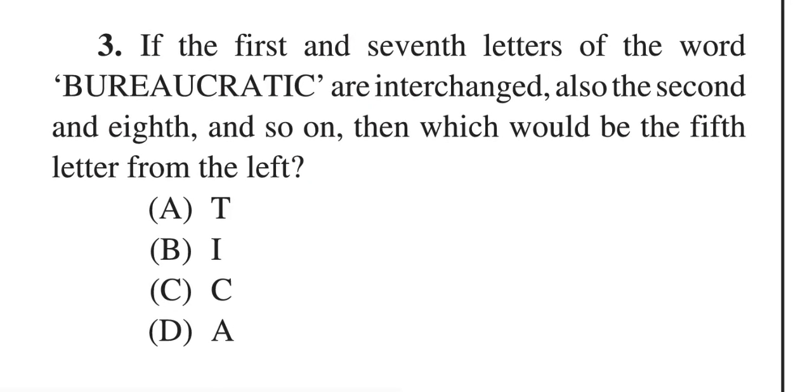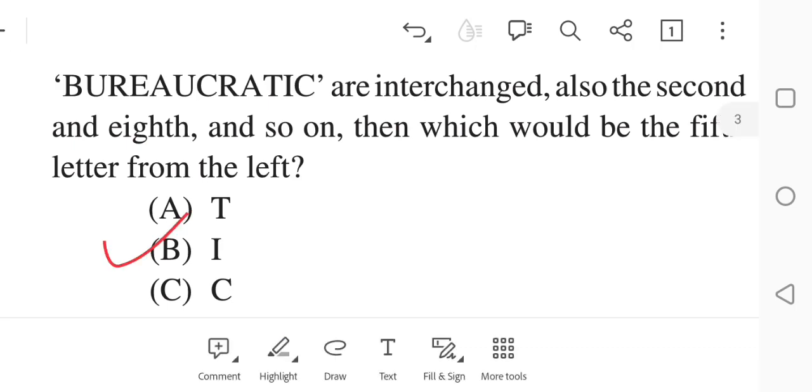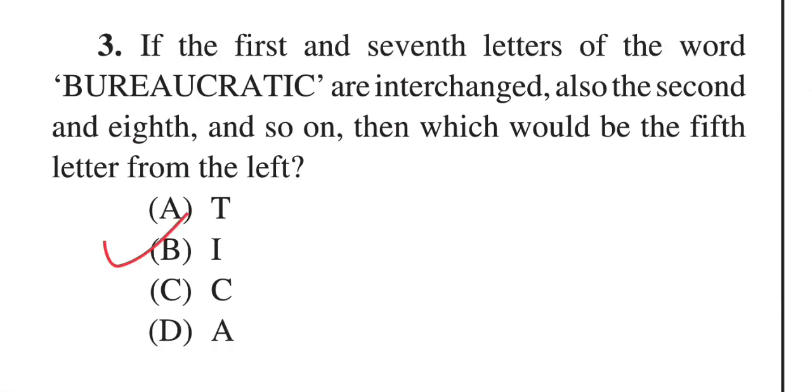It says, if the first and 7th letters of the word bureaucratic are interchanged, also the second and 8th, and so on, then which would be the 5th letter from the left? This question is related to reasoning ability or mental ability. Many questions are frequently asked related to this topic, so you should solve as many questions as possible. Okay, so let's try to find out this. Correct answer will be I. How? Try to solve it by yourself, then only you will be able to do it in the exam.